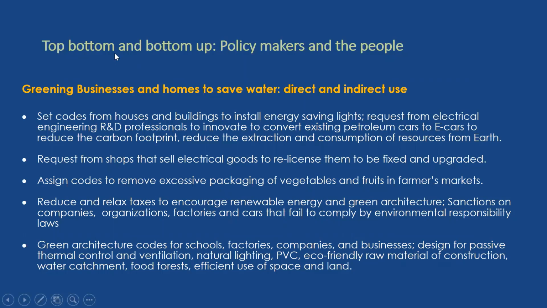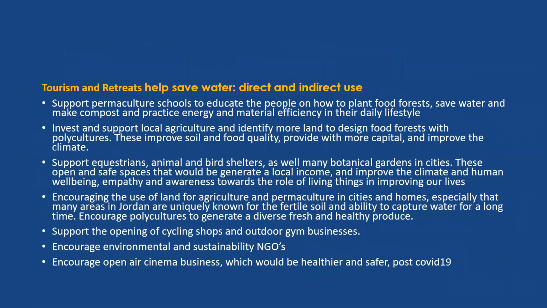We need a top-down and bottom-up approach. So policymakers and the people need to be involved in greening businesses, homes to save water for direct and indirect use. So set codes for houses and buildings to install energy saving equipment, and employ green architecture. Request that electrical goods are being re-licensed again, so cradle to cradle. Assign codes to remove excessive packaging from vegetables and fruit shops, and relax taxes to encourage these processes.